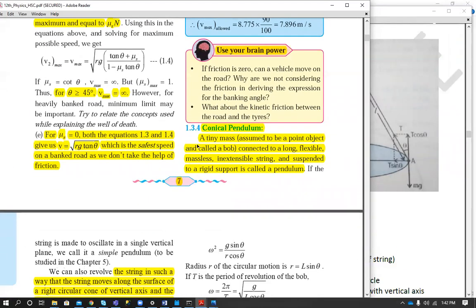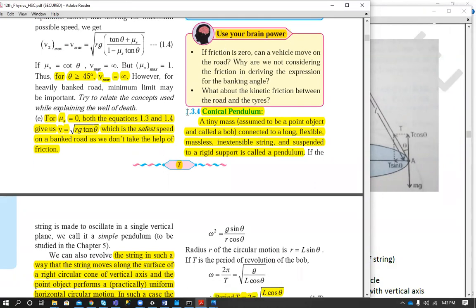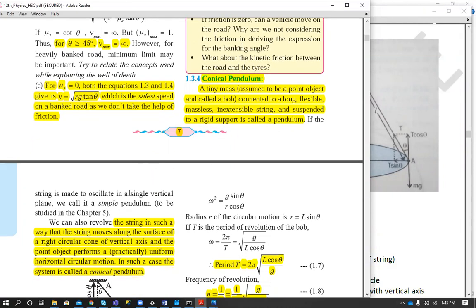continue with the chapter. The next topic is conical pendulum. So you have heard the word pendulum. Pendulum requires two things: one string or thread, which we tie to an object. Okay. So you have taken an example. आपने example देखा होगा, आप रस्सी से पत्थर को बांध के घुमाते हो. Okay. So that is also an example of pendulum.